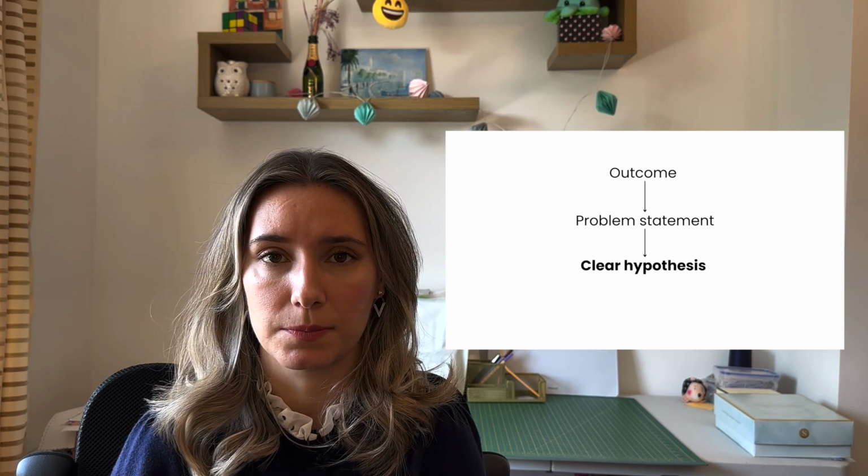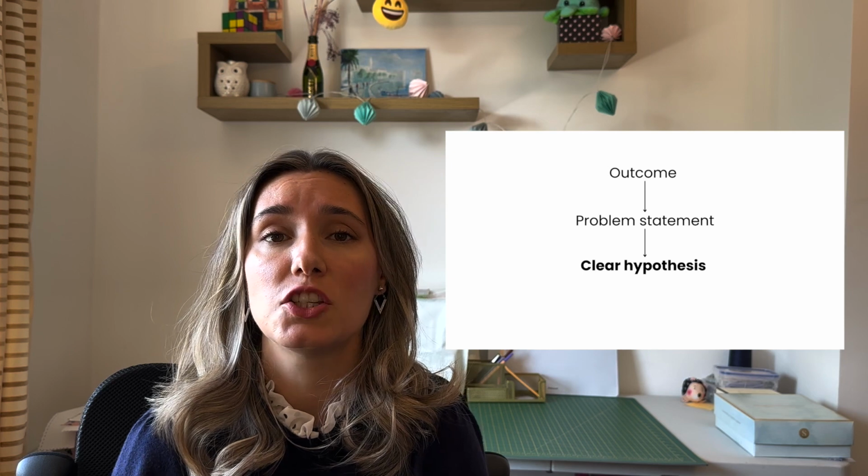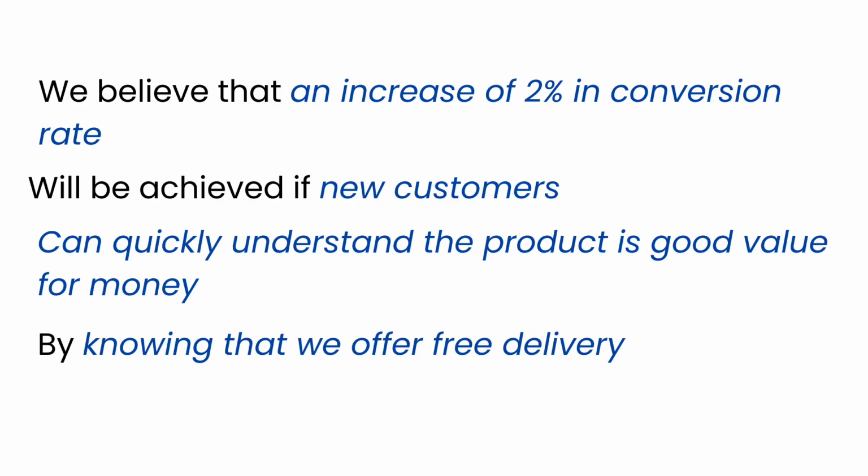The next really important part of setting up an experiment is having a clear hypothesis. The hypothesis is pretty much the structure in which you're going to write the change and the impact on the customer. So the structure goes like: we believe that outcome will be achieved if target audience attain the benefit with a specific feature. We believe that a 2% increase in conversion rate can be achieved if new customers can quickly understand that the product is good value for money by knowing that we offer free delivery.